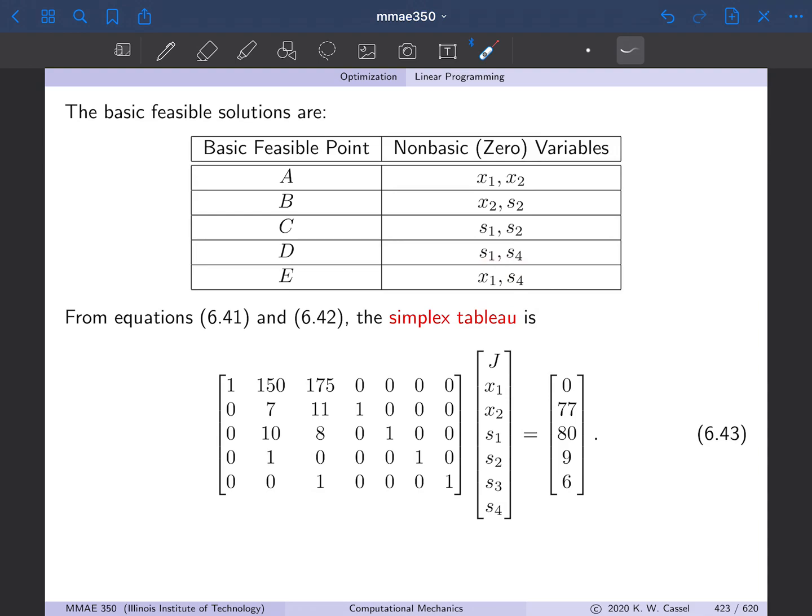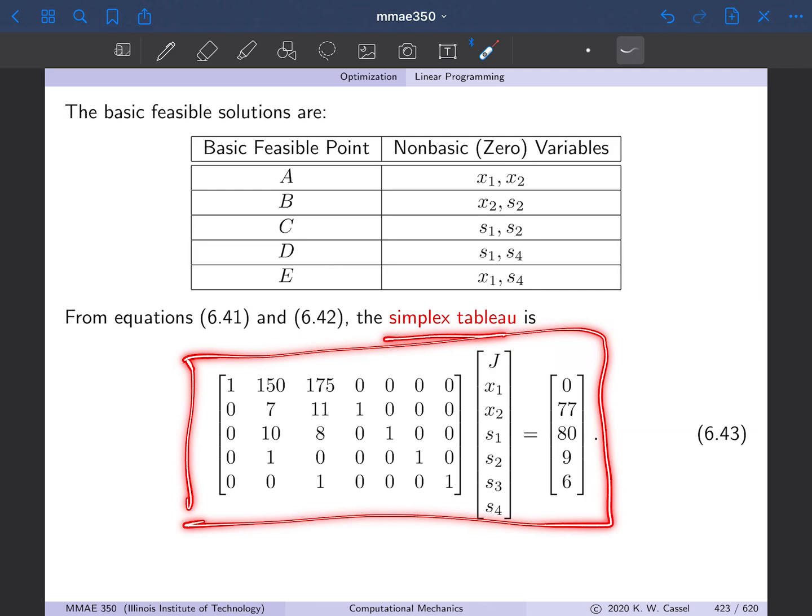If you can't plot it, obviously, you'll have to go back and look at it in a little bit more depth. All right, so these are the 5 basic feasible points. One of these is the optimal point. That's the one we're looking for. And we know, corresponding to each point, which of the 2 variables are in the non-basic set, the ones that are 0. So we can form our Simplex Tableau.